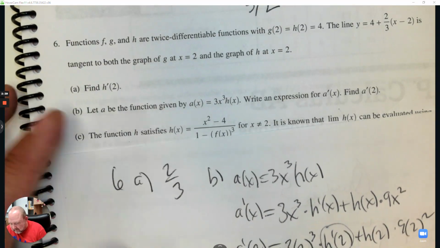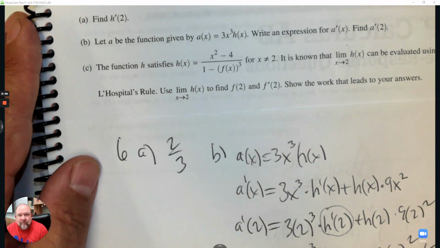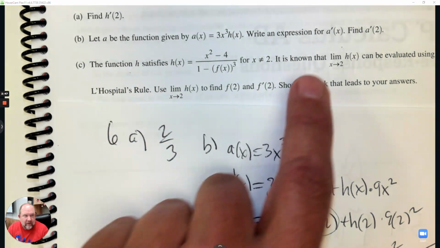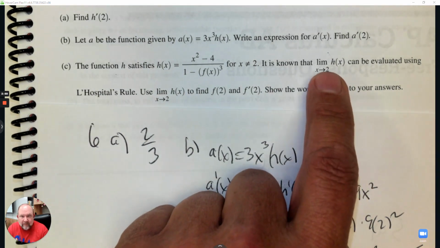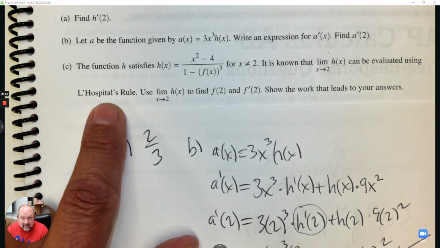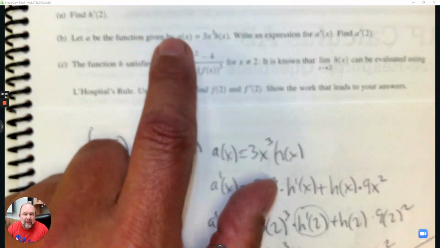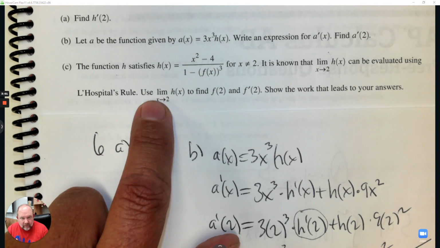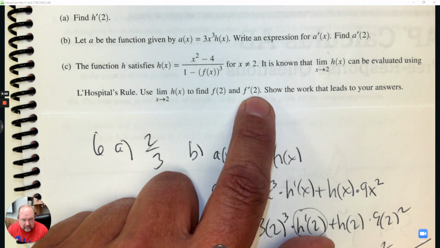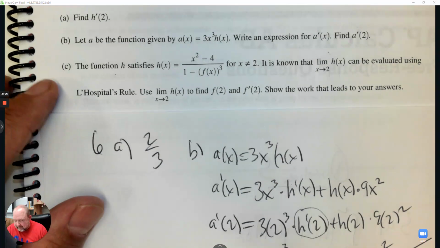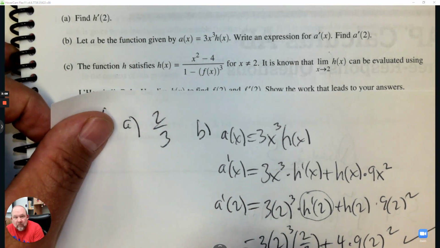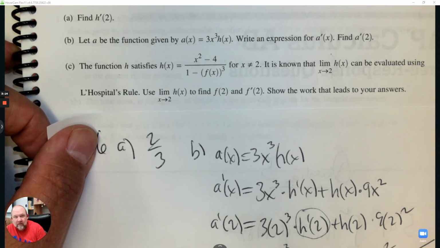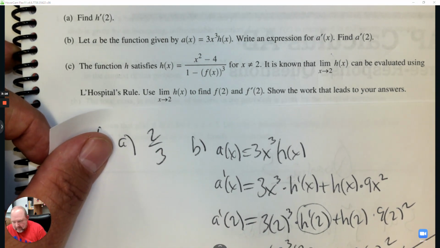Where are we at? Part C. So we have a function here, h. It is known that the limit as x approaches 2 can be evaluated using L'Hopital's rule. So that means as it's approaching 2, I would get 0 over 0. So use that limit as it's approaching 2 to find f at 2 and find the derivative of f at 2 and show the work that leads to your answer. So we know that x squared subtract 4, when you plug in 2, gives you 0. We know that. The bottom.